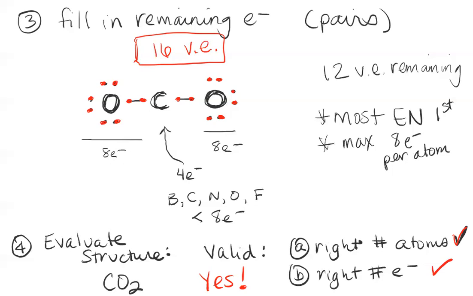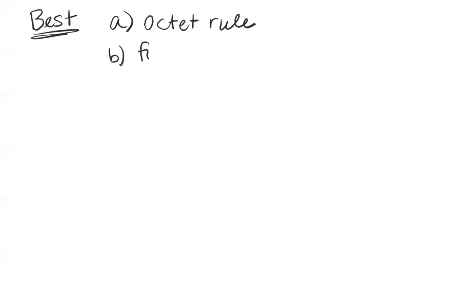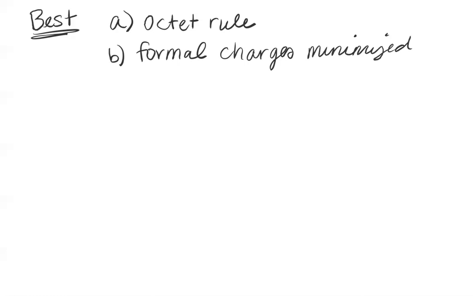Now, here's kind of a catch, I guess, right? Because we don't want just a valid structure, we want the best structure. Okay, so there's two more things that we need to check to see if it's the best structure. Okay, and that first thing is the octet rule. And the second thing is formal charges minimized. Okay, so octet rule, formal charges minimized.